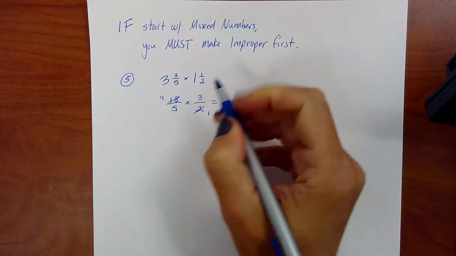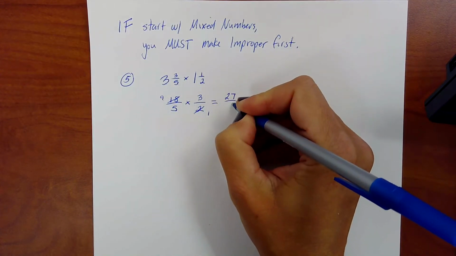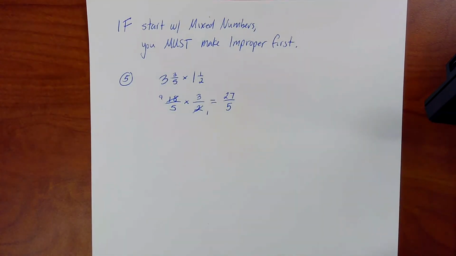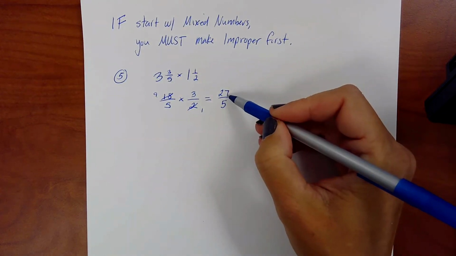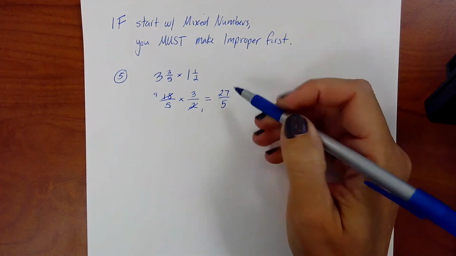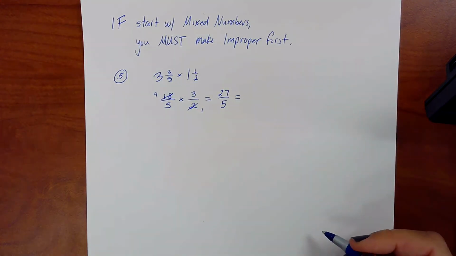That's all I can do. 9 times 3 is 27. 5 times 1 is 5. And yes, this could happen. If you get an improper fraction as your answer, you do have to turn it back into a mixed number.